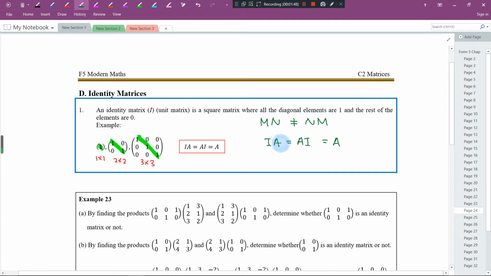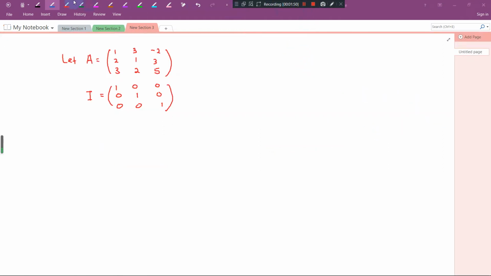Okay, let's try some examples. Now I have two matrices over here, matrix A and an identity matrix. Let's try to find the product of A and I first, A multiplied by an identity matrix. We know that we actually don't have to perform the multiplication. We can just copy directly the matrix A, because we know that AI and IA will be equal to A, right? But here I want to show you. So let's try to do the multiplications.